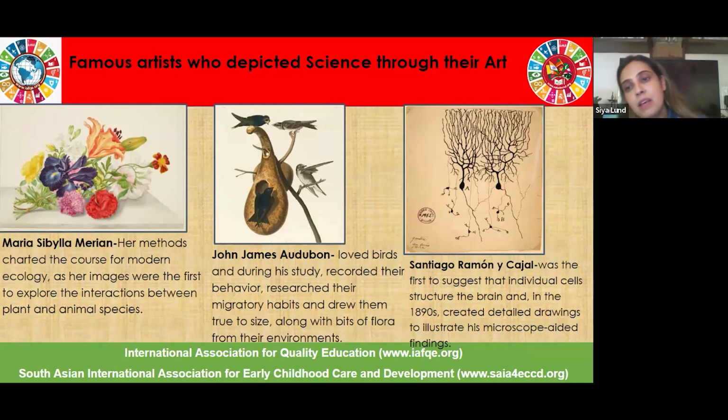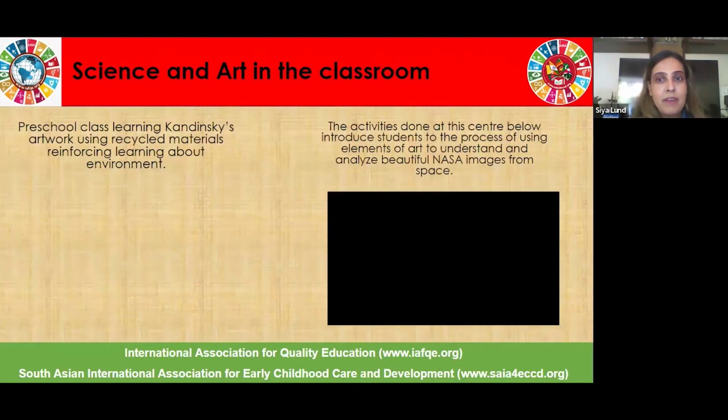And another one, again, Santiago Ramon Cajal was the first to suggest that individual cells structure the brain, and in the 1890s created detailed drawings to illustrate his microscope aided findings. So here's once again art that is depicting science within the human body, something that Santiago Ramon found out. He was able to show it to the rest of the world by way of his drawing. So here again, we used art to depict science. Very, very fascinating.